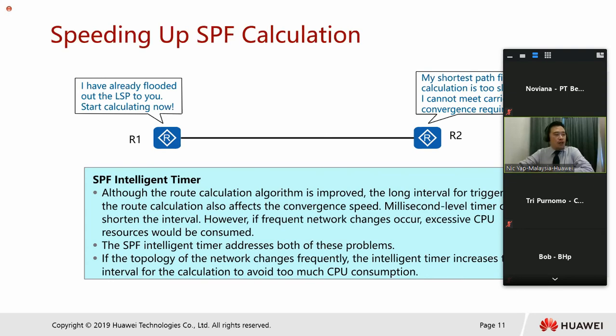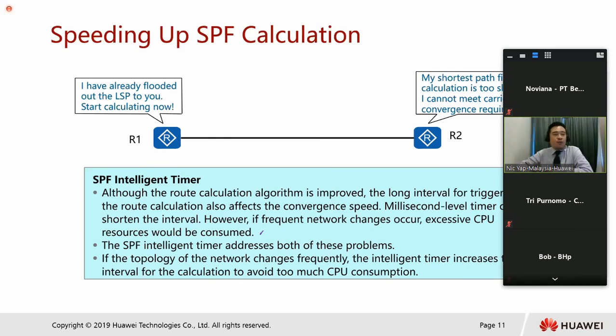Although the route calculation algorithm is improved, the long interval for triggering the route calculation also affects the convergence speed. A millisecond-level timer can shorten the interval, but if frequent network changes occur, excessive CPU resources will be consumed. That is also the drawback of why we do not set it to milliseconds. Let's say sometimes your link keeps on flapping. In this case, I can't proceed at all. After I proceed, you flap again, and I proceed one more time. So you just keep on continuously calculating.